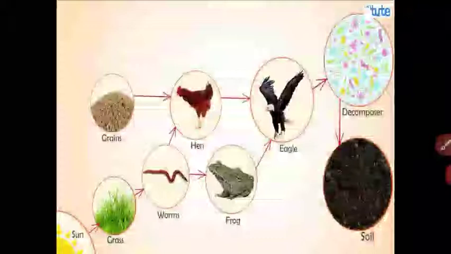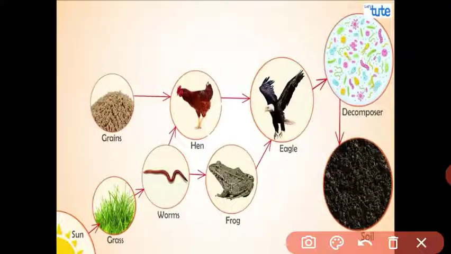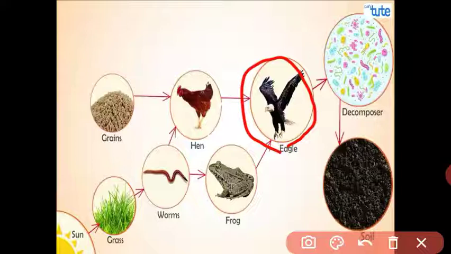Observe this diagram. The eagle is an example in all the food chains. It is a predator. Why is the eagle a predator? Because it is not prey for any other organism. The hen is prey of the eagle and the frog is prey of the eagle, but in the food web the eagle has no predator. Only the eagle can feed on all the organisms. So in that food web, the eagle is the apex consumer. It is also called the top predator.